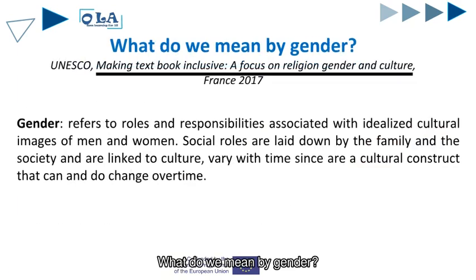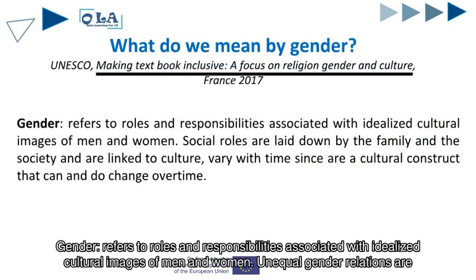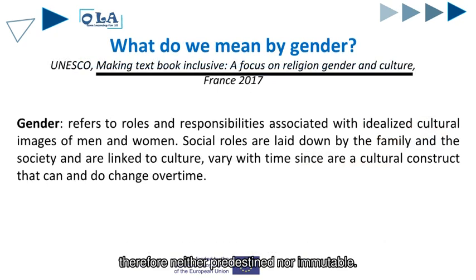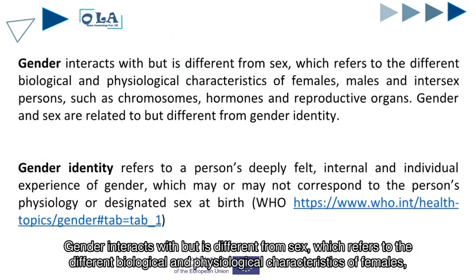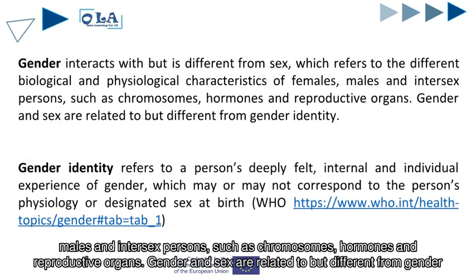What do we mean by gender? Gender refers to roles and responsibilities associated with idealized cultural images of men and women. Unequal gender relations are therefore neither predestined nor immutable. Gender interacts with but is different from sex, which refers to the different biological and physiological characteristics of females, males, and intersex persons, such as chromosomes, hormones, and reproductive organs.